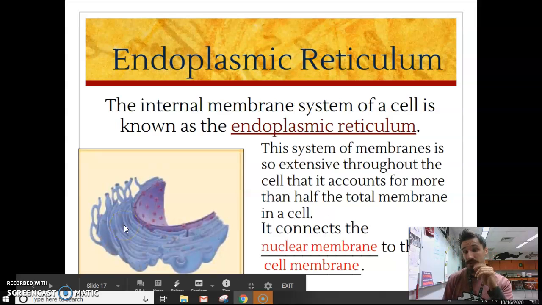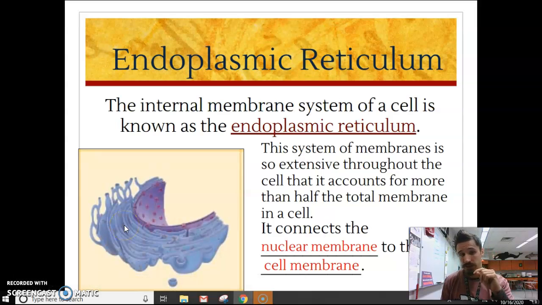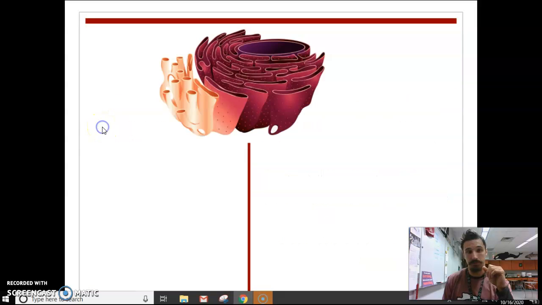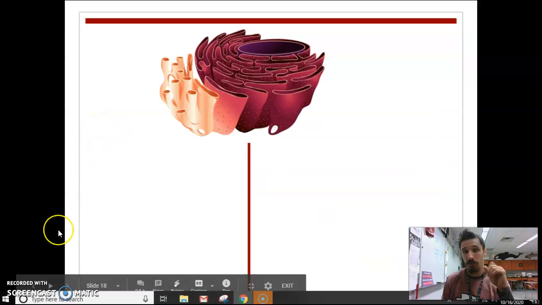And it's important to note, there are ribosomes on the ER, so that means the ER is also a site of protein synthesis. All right, we'll catch up with the ER in the next one.